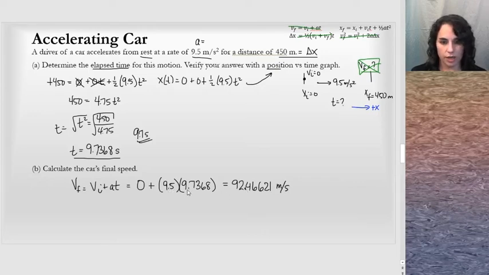Something over 9.5 times something over 9.5. It'll be less than 100, which is 10 times 10. So that makes sense to me. Okay. You could use any other equation up here with V final and solve for it and get the same thing.